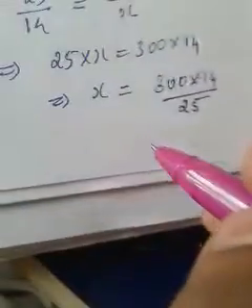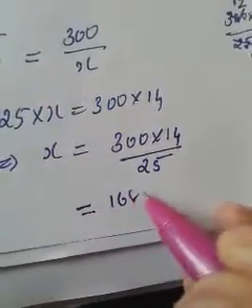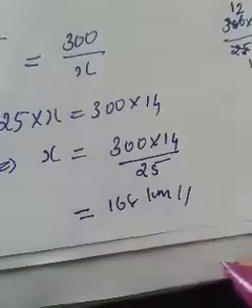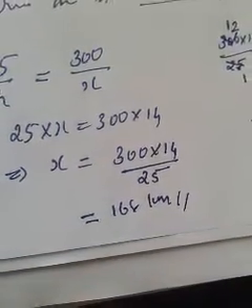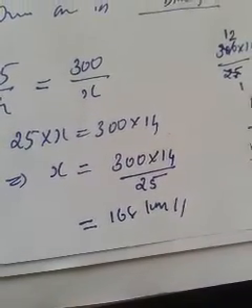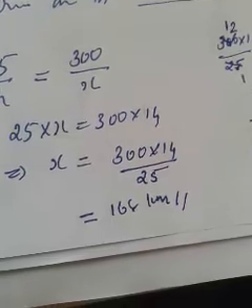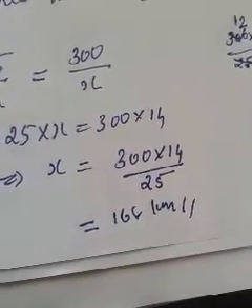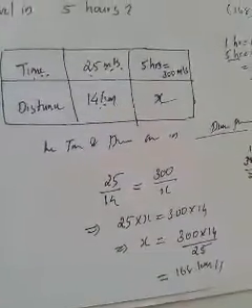12 into 14 will give you 168. So your answer will be 168 kilometer. That means in 5 hours or in 300 minutes, that truck can travel a distance of 168 kilometer. You may have understood, no? Okay, so these are the two questions which I planned to include in this video.